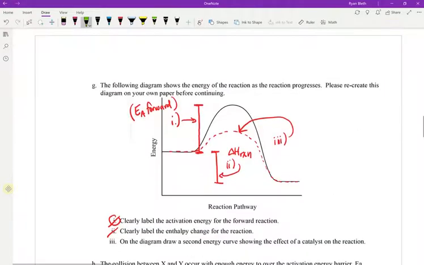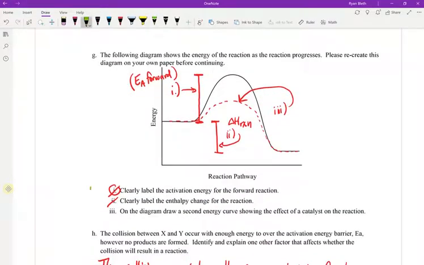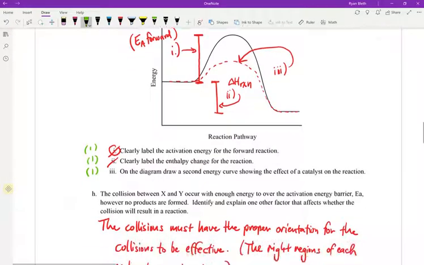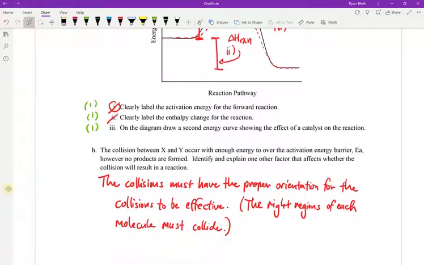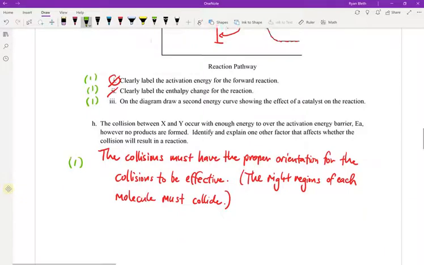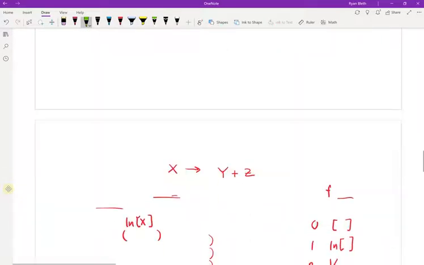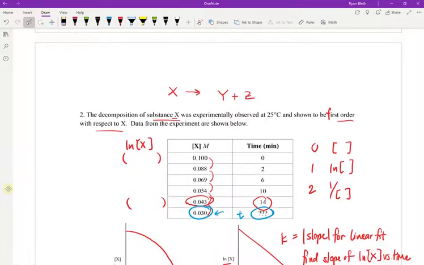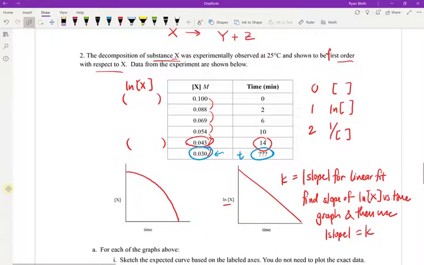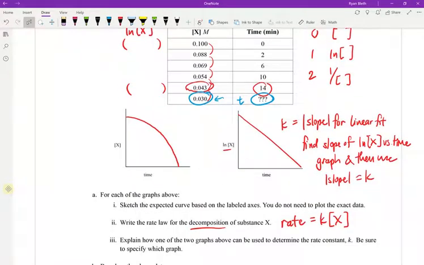On our graph, each of these would be 1 point. So 1 point for each thing that you add to the graph. 1 point for describing something to do with collision orientation. A simple but important idea. As we get down here, 1 point for each graph. So I would say there's 2 points here, one for each graph.